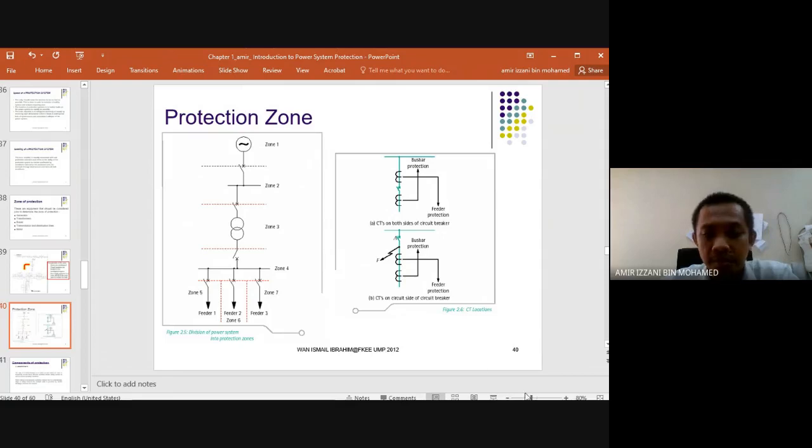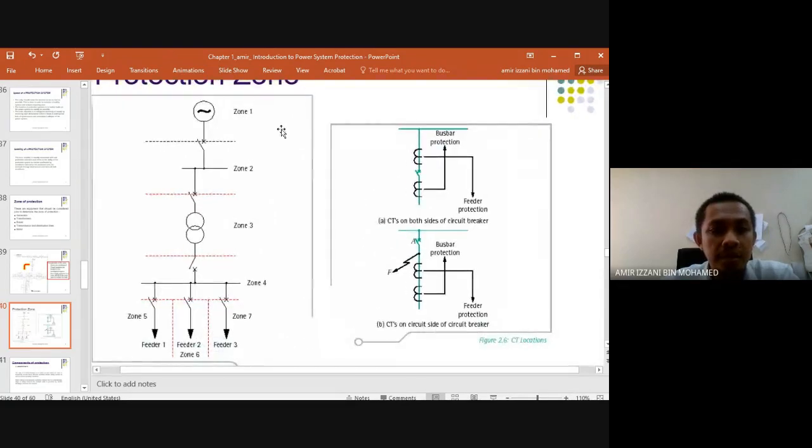As shown in this slide, we have the generator. This is one zone, and this is a circuit breaker. Then the next zone is the bus, and this is another circuit breaker, then the transformer, another circuit breaker. Then zone 4 for each feeder, and for each feeder we put another zone, zone 5, zone 6, and zone 7. This is the location of the CT.